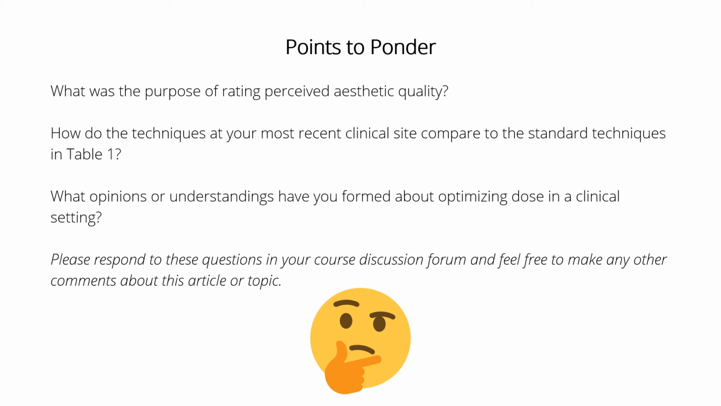The second question I have for you is, how did the techniques at your most recent clinical site compare to the standard techniques in Table 1? And it may be most relevant to think about what techniques you are using for mobile exams, since that's the type of study that they looked at here. And finally, I'm curious to know what opinions or understandings that you have formed about dose optimization in a clinical setting, if anything at this point yet.